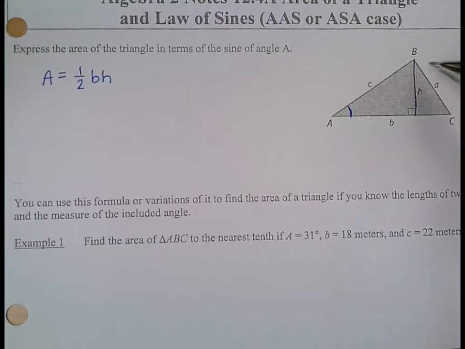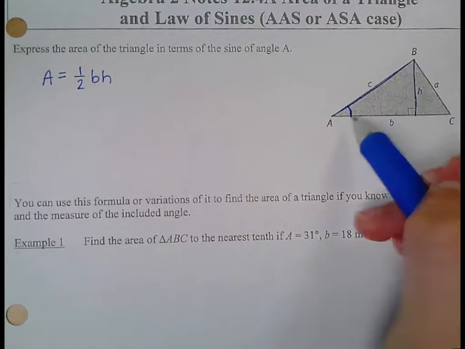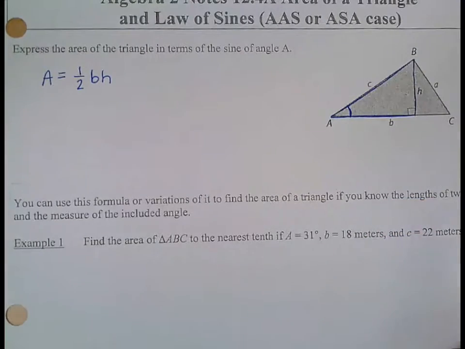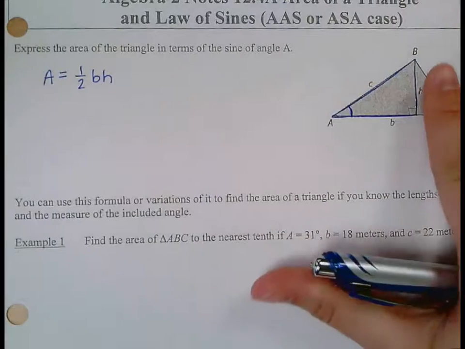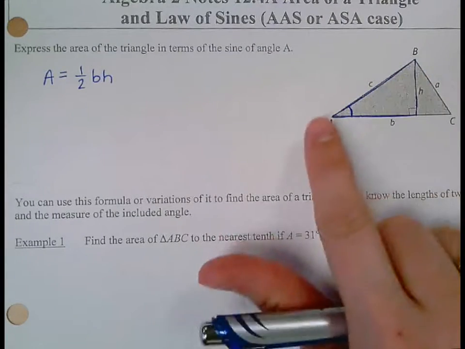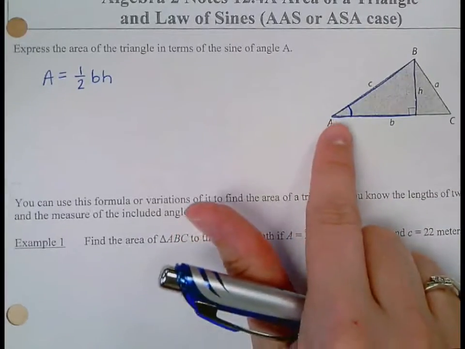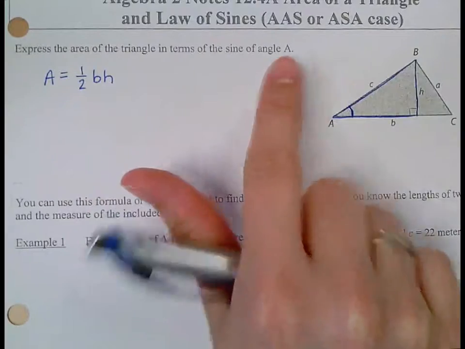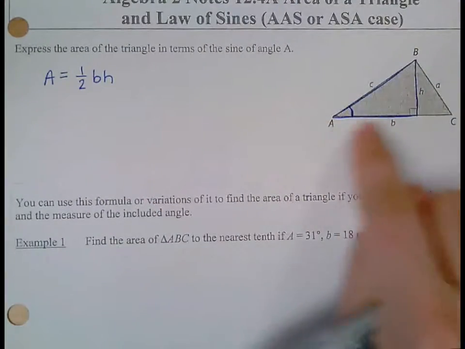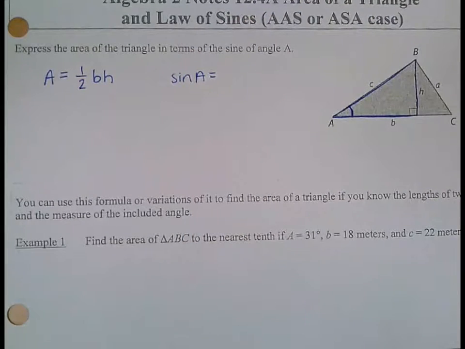And what I want to point out is if you draw in that altitude of h, you're creating a right triangle. So you're creating really two right triangles, but you're leaving off this piece here and creating this right triangle that includes angle A. So because we're trying to write this formula in terms of the sine of angle A, looking at this right triangle, I want to define what sine of angle A is.